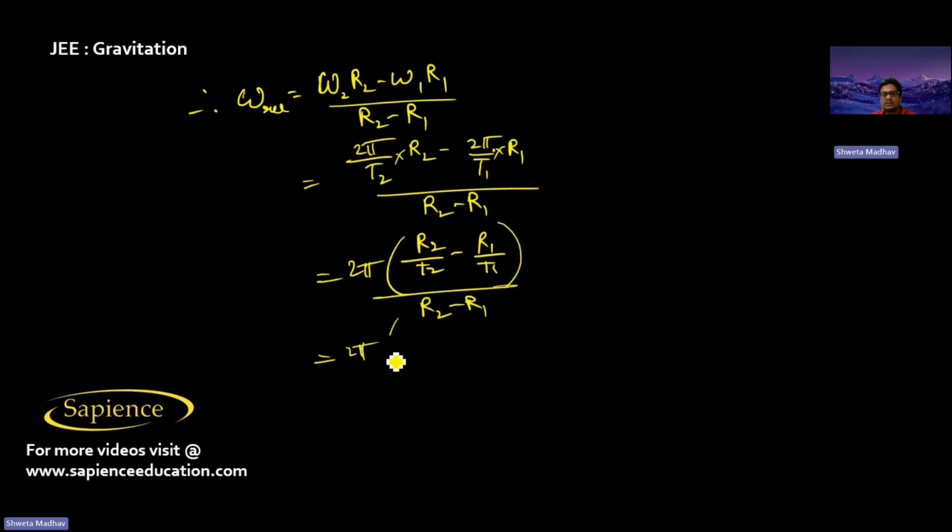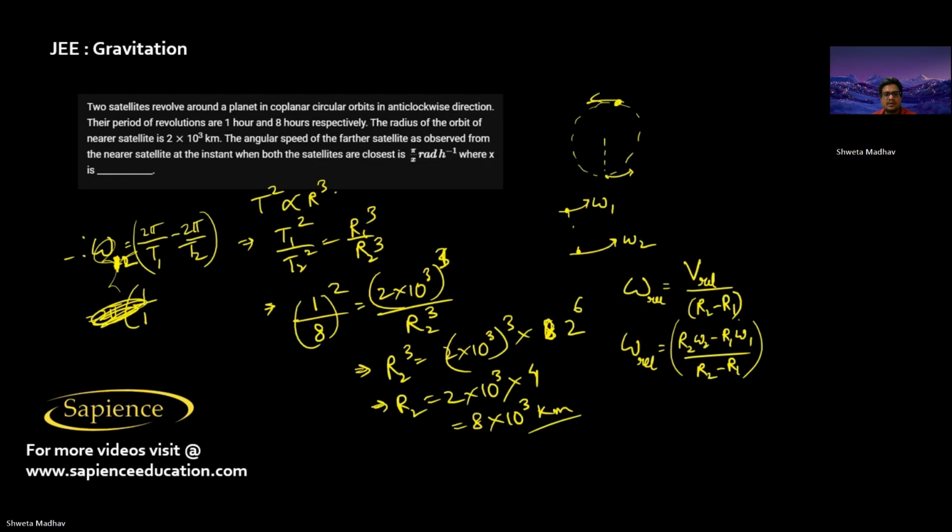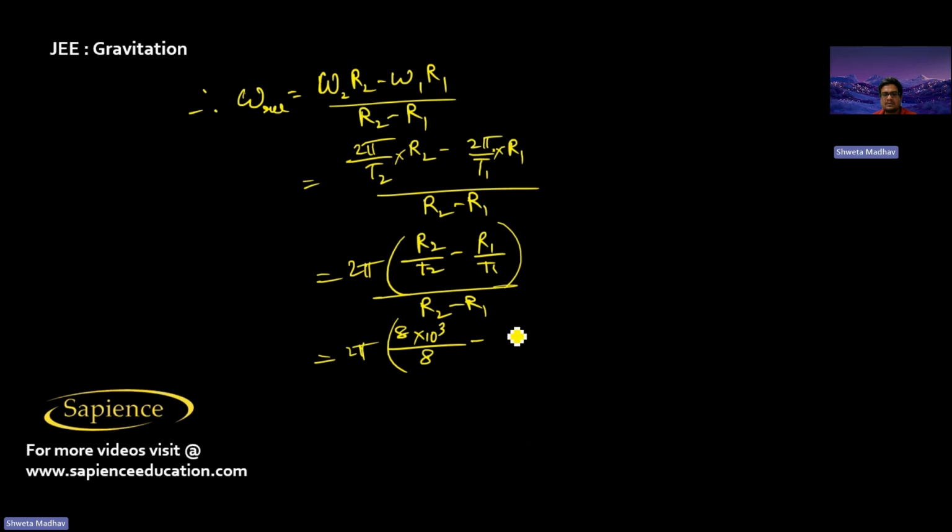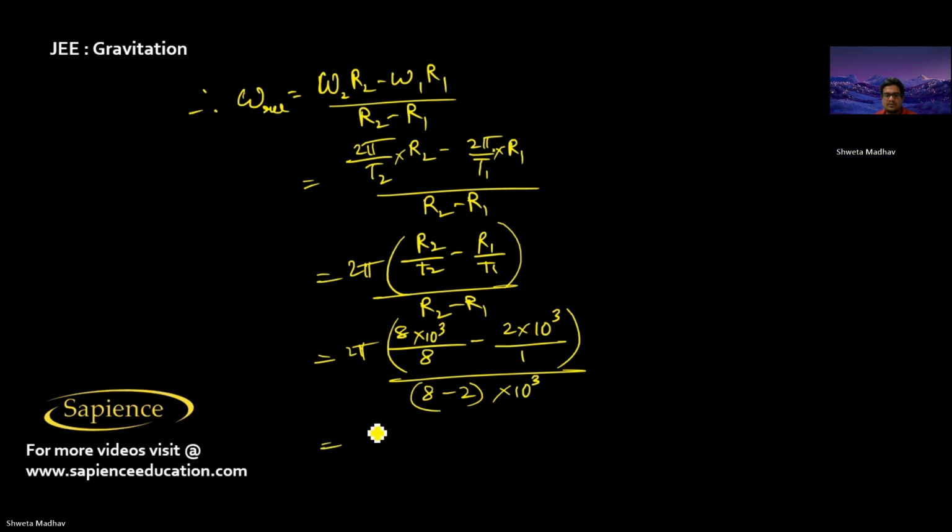This will be 2 pi into R2, that is 8 into 10 power 3 divided by T2, that is 8 hours, minus R1, that is 2 into 10 power 3 kilometer, divided by T1, that is 2 hours, divided by (8 minus 2) into 10 power 3. So 2 pi, 10 power 3 will cancel. So 8 by 8 is 1, 1 minus 2. So we have to take the mod of this.